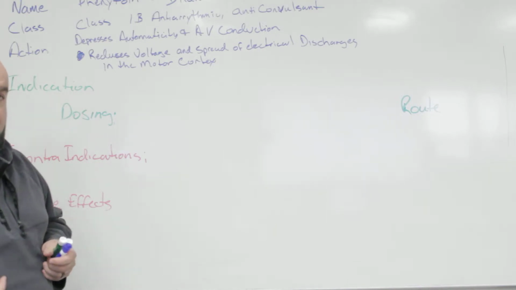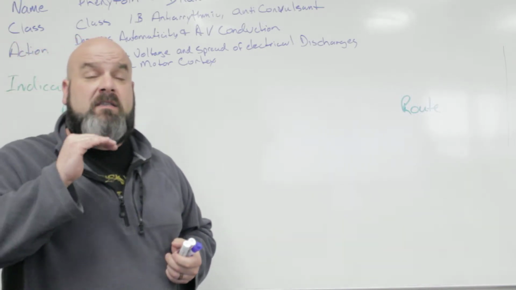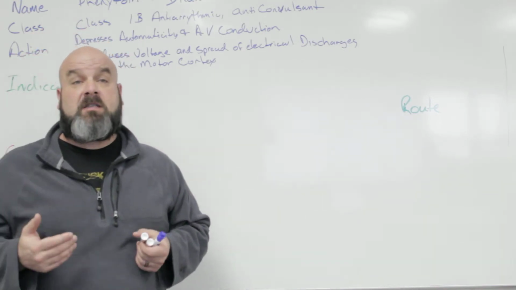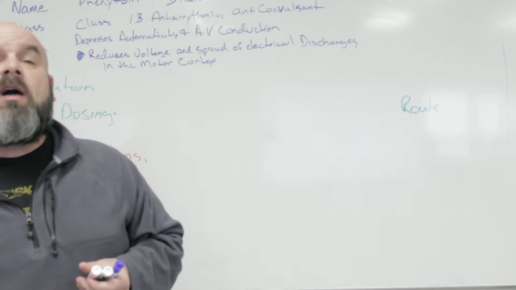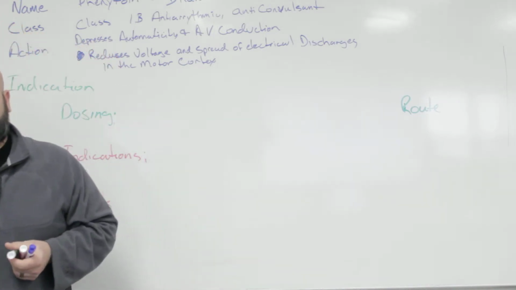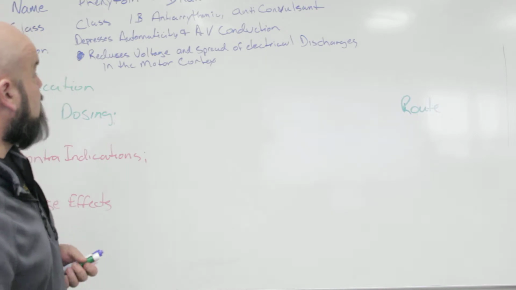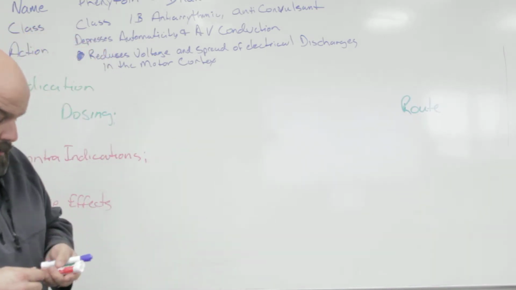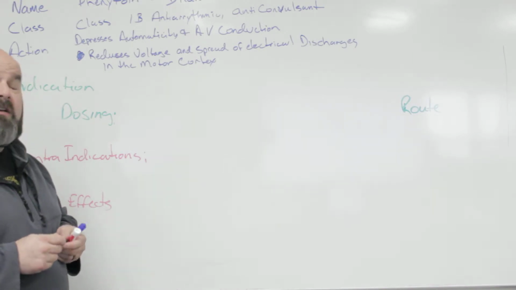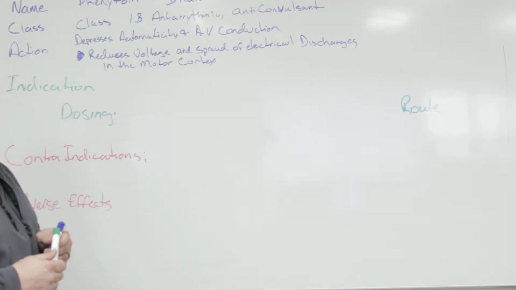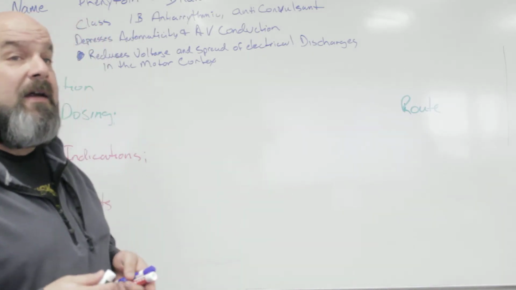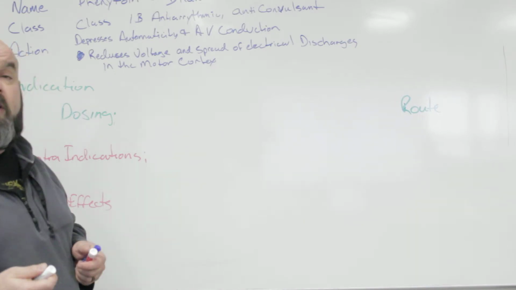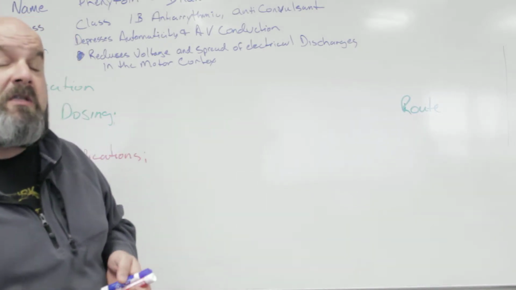What does that sound like? It sounds like it raises the threshold for conduction across the motor cortex as well as across the AV conduction system. Okay? So it's working both sides of the fence here. I would imagine that this depends on dosing as to which it works better for. Again, I've never seen Phenytoin given as an antiarrhythmic. However, as you can tell, it does have multiple uses.